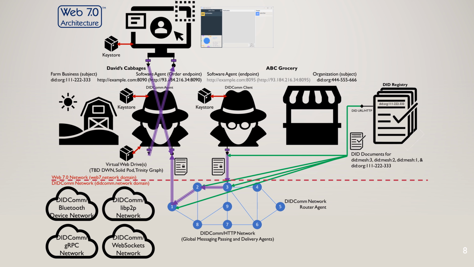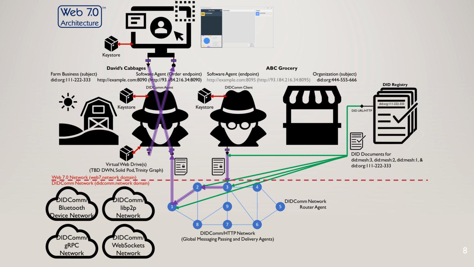So this is actually the layer 6 model, the actual Web 7.0 architecture model. And I just put this up here right at the beginning so you get a sense of where we're headed. So it's a very comprehensive model. There, below the red line, there's the DIDComm network. That's a global message passing and delivery network for DIDComm messages. It relies on the DIDComm mediator / relay agent concepts, the forward DIDComm protocol.